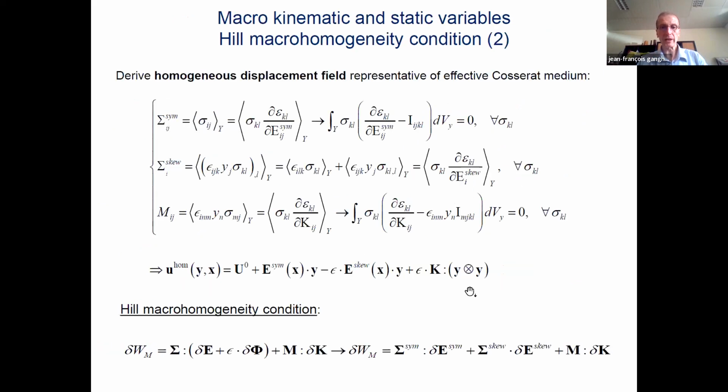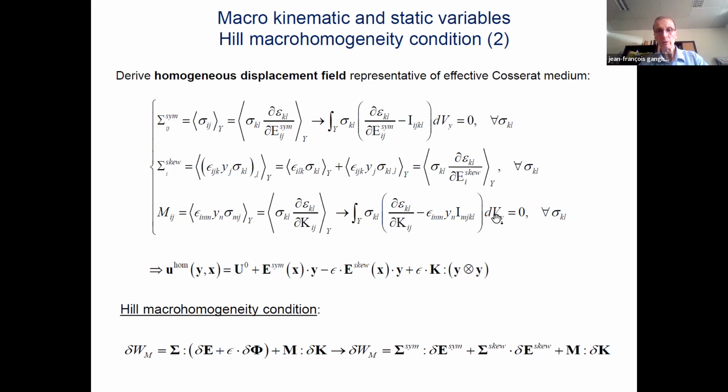So then in our methodology, we have to split the displacement into a homogeneous part and a periodic fluctuation. The homogeneous part describes the initially heterogeneous medium as if it were exactly identical to the postulated homogenized continuum. And to derive it, we have a new methodology, which is based on using the Hill-Mandel lemma and expressing the macro stress, so sigma symmetrical, sigma skew, and the macro bending moment, and then using the Hill-Mandel lemma to get a set of integral relations for the microscopic displacement.